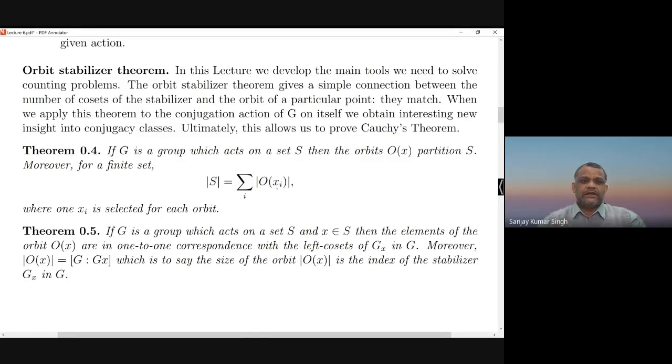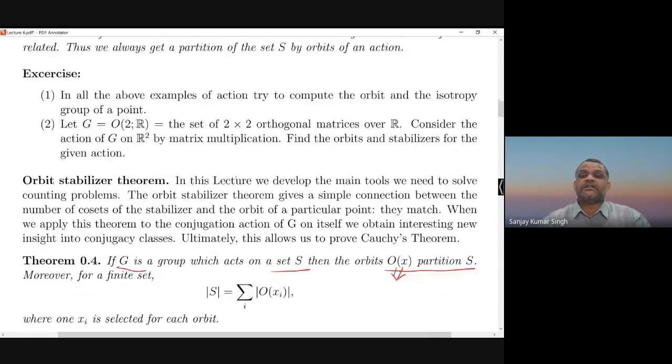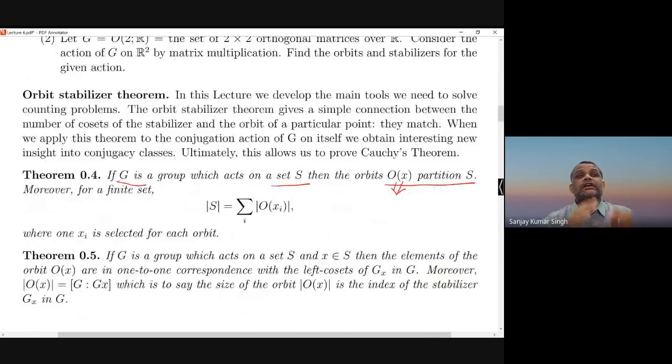So the theorem is here. Suppose G is a group which acts on a set S, then the orbits of S partition S. These orbits are basically the equivalence classes corresponding to this relation. And you know that in the case of an equivalence relation, the equivalence classes form a partition of the set. Hence these orbits give you a partition of that set, and the cardinality of this set is exactly the sum of the cardinalities of these orbits.